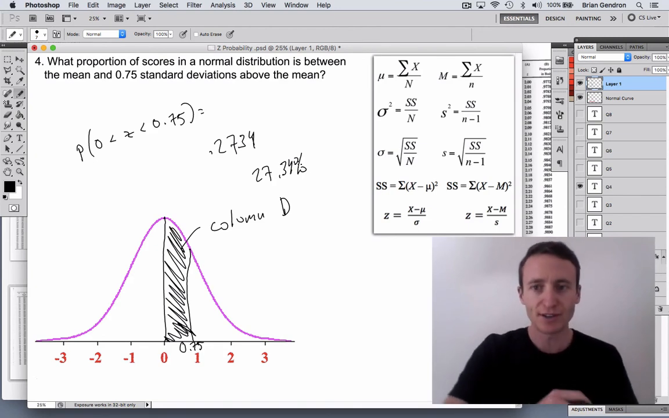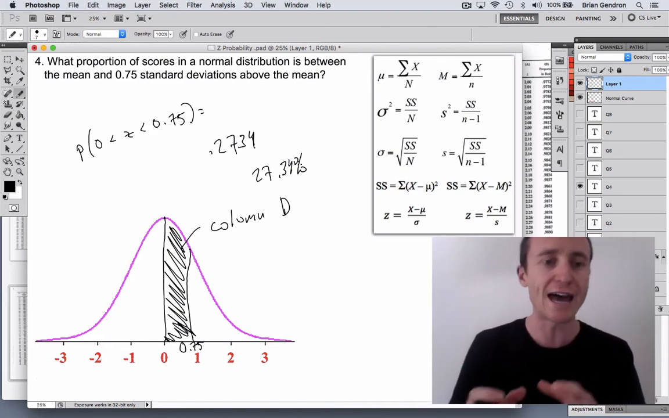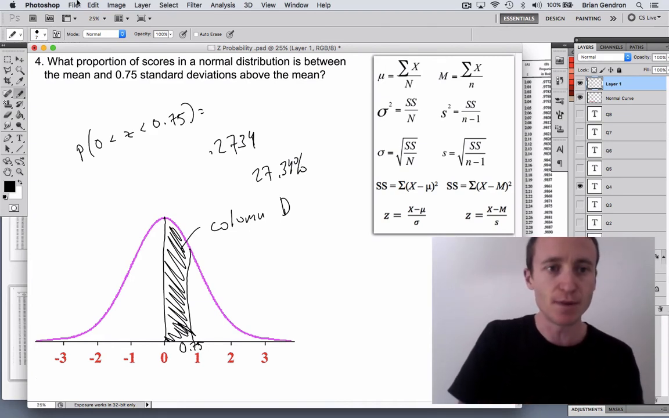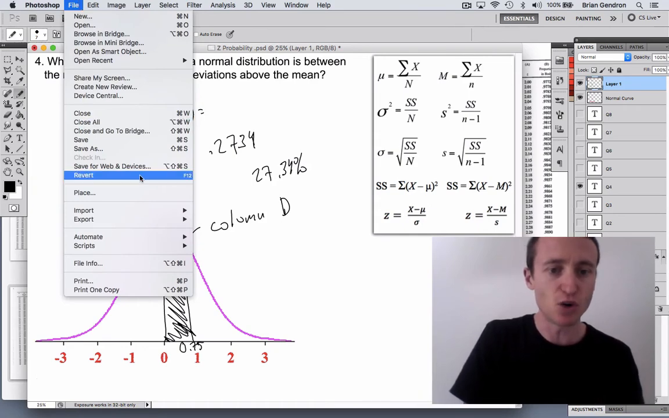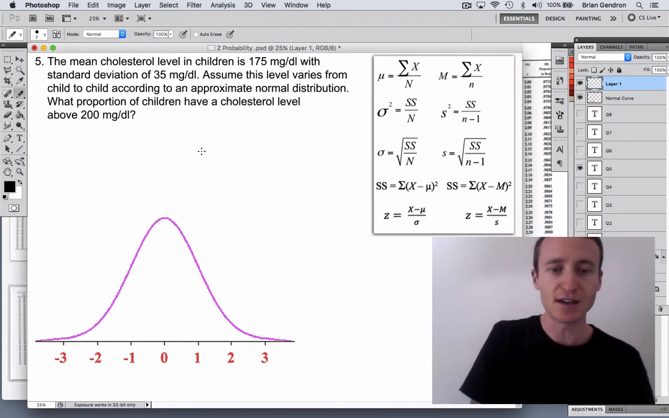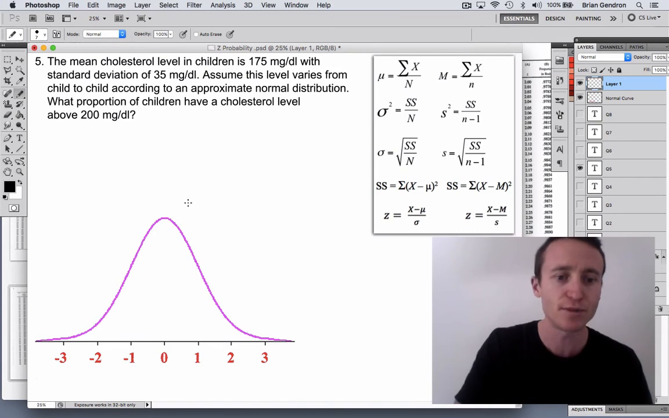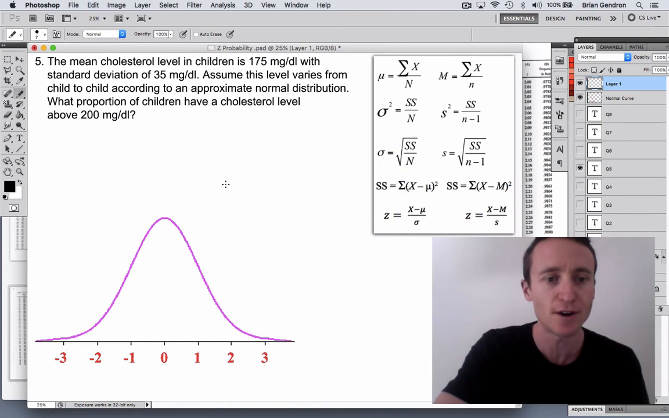All right. So at this point, we're going to change gears and apply what I would consider more real-world applications of normal curve and probability questions. So our fifth question here is something like this. The mean cholesterol level in children is 175 milligrams with a standard deviation of 35. Assume this level varies from child to child according to an approximate normal distribution, the bell curve. What proportion of children have a cholesterol level above 200?